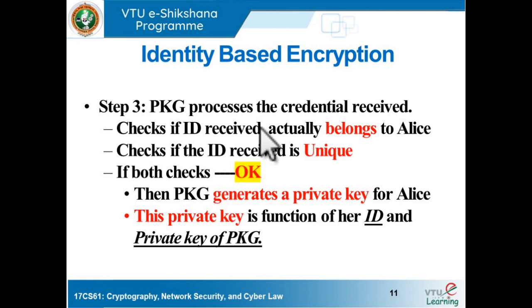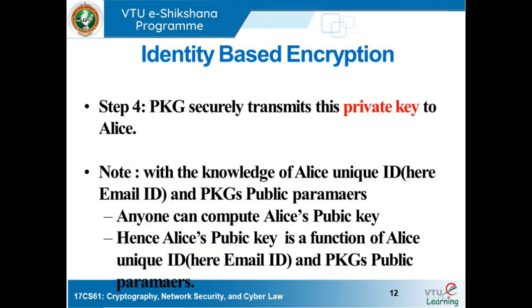it checks for the uniqueness and also whether it actually belongs to Alice. If both these checks are cleared, then the public key generator will generate the private key of Alice. Now this private key is a function of what? Alice's email ID and the private key of the public key generator. What happens in the fourth step is once the private key is generated by the public key generator, it has to be securely transmitted to Alice.